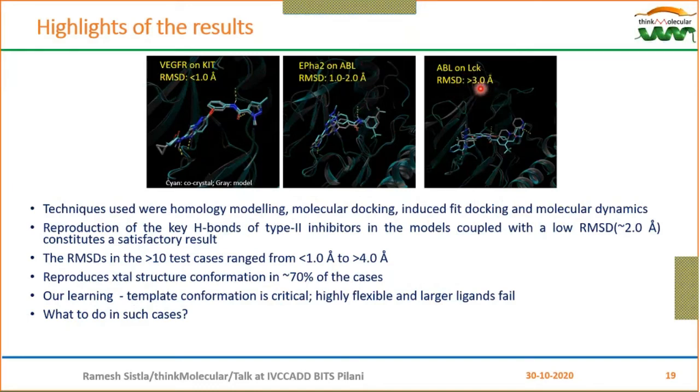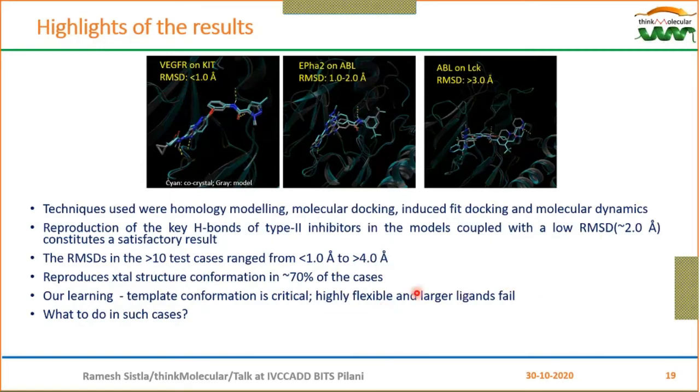Overall, almost 70% of the cases we got an RMSD of less than 2 angstrom. But again, in more than 10 test cases we had, we got an RMSD that ranged anywhere from 1 angstrom to 4 angstrom, and greater than 4 angstrom. So our learning was this: the template conformation is actually difficult to use to reproduce the known binding mode. And ligands which are large and highly flexible actually fail.